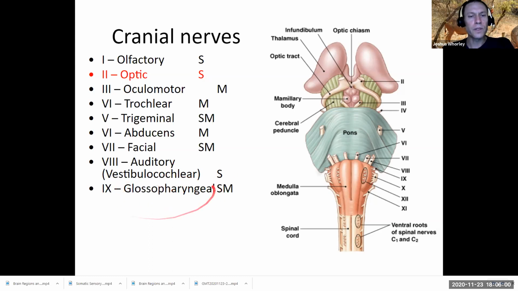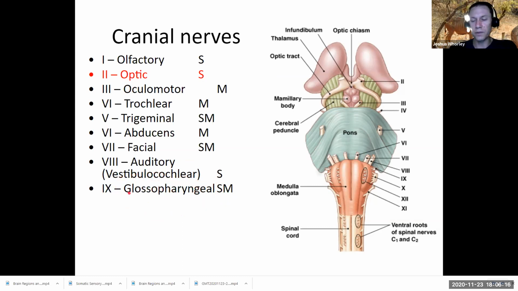The glossopharyngeal, another mixed nerve. This tells you what regions it's serving. Glosso means tongue, pharyngeal means the throat. So this is connected to taste buds. It's also connected to the muscles of the tongue.